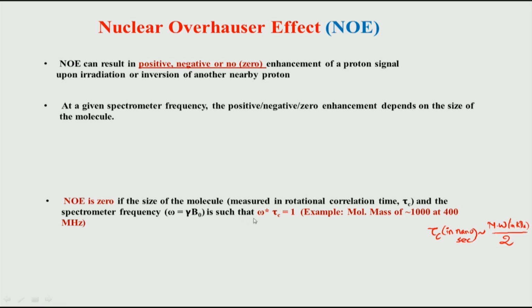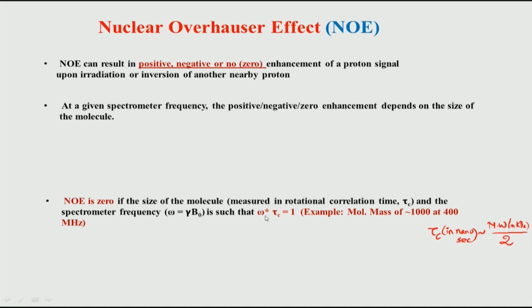Okay. So what happens is, whenever the spectrometer frequency, that is 2 pi times the frequency, multiplied by the tau c value becomes equal to 1 or nearly equal to 1, then for that particular compound and that particular frequency, we will have no NOE effect, even if the two hydrogens are very close by. This is what comes from the theory of NOESY, which we cannot go into in detail, but the point here is one has to look carefully at what kind of molecule you are using and what the spectrometer frequency is.